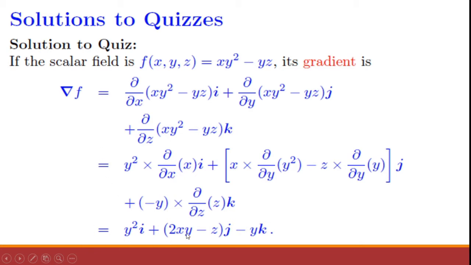If you observe, whatever solution we got here has unit vectors such as i, j and k. That means this solution is in the form of a vector. Hence, the gradient of any scalar is a vector.